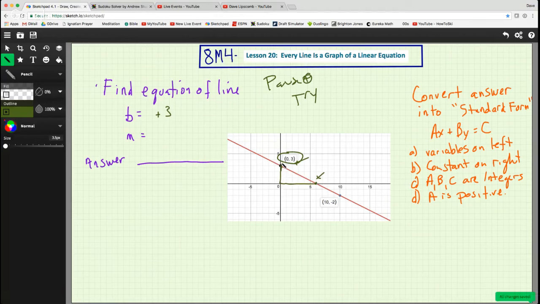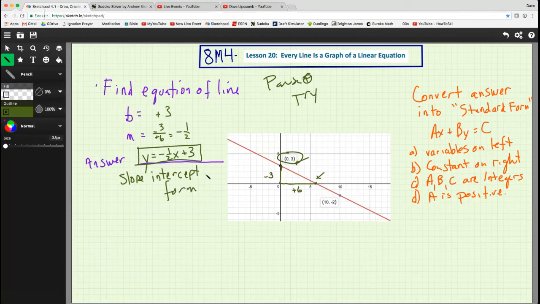Our rise is, well, we're not rising, we're falling. So this is negative 3, and we run a positive 6. So our M is negative 3 over positive 6, and that simplifies down to negative 1/2. So our answer is y equals negative 1/2 x plus 3. Now that is our slope intercept form. Now we have to convert that into standard form.